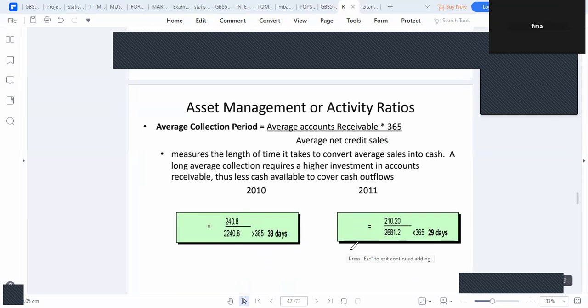In asset management, the average collection period, we look at the length of time. So it is accounts receivable over net sales and 365. So here we took 39 days and here we took 29 days. All right. So this is how we calculate the ratios.